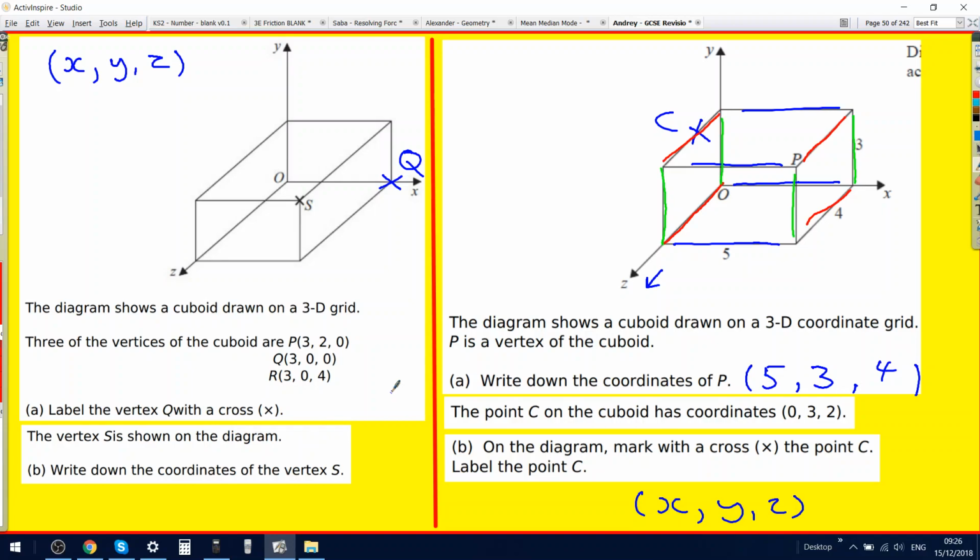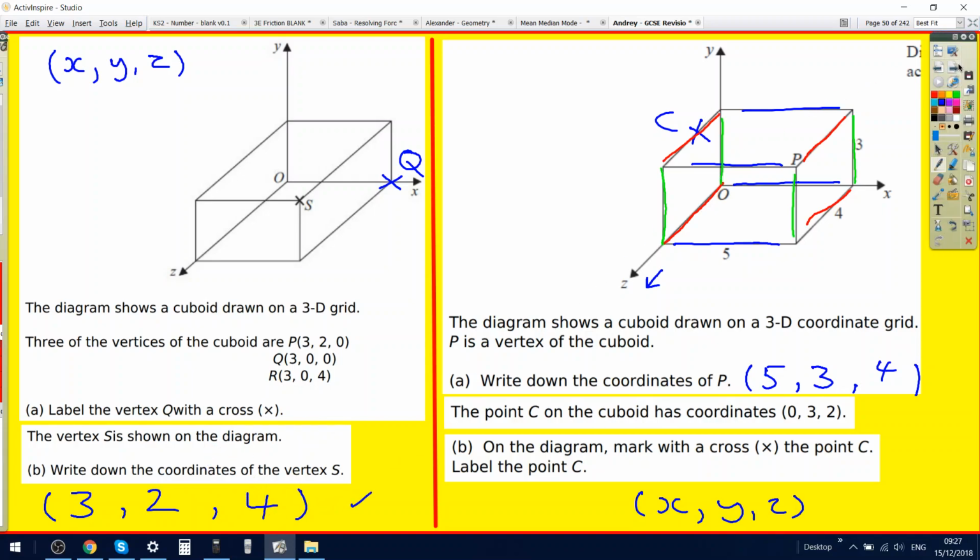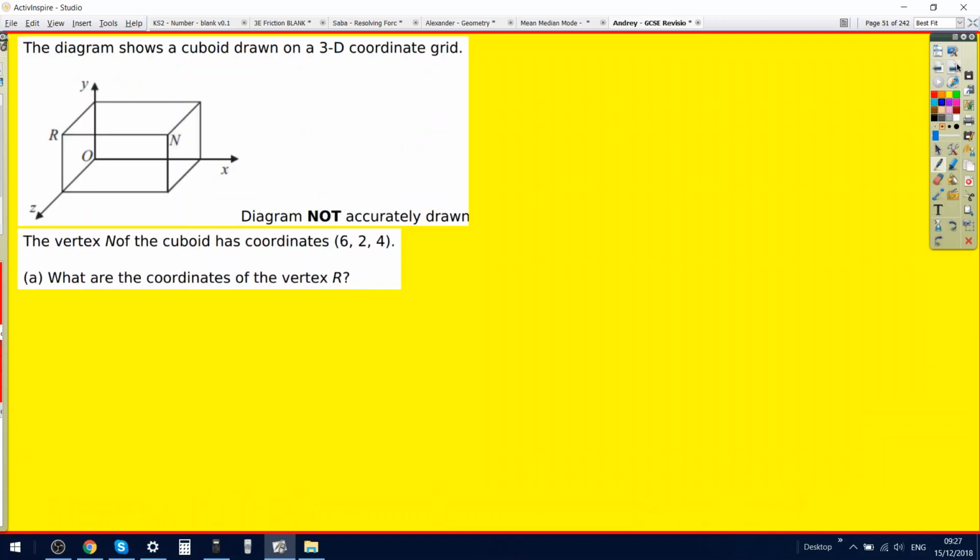And then is the vertex S, so 3 and then 2 and then 4? Well done. Got it. For sure. Okay. How about this one?